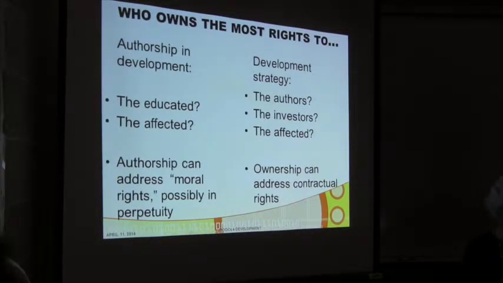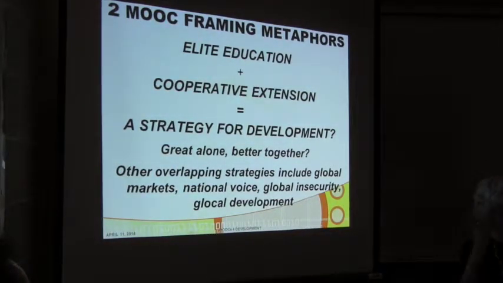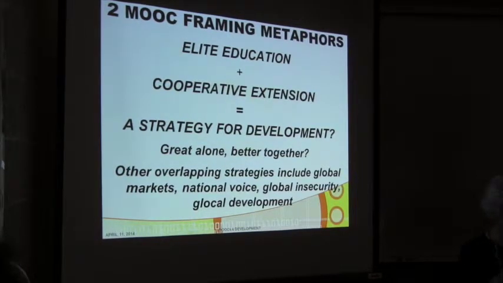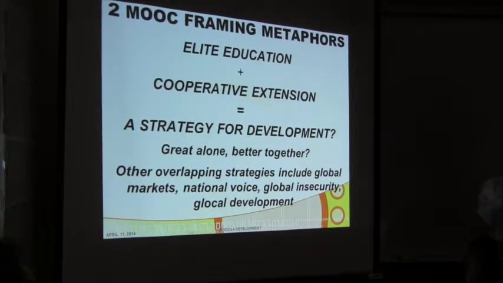And so the ownership issues and contractual rights become really important. And you've also heard a couple of different core strategies that are being floated around here. One is this elite education. Another is a cooperative extension model. And I would suggest that perhaps together, they're very great alone, but put together, they might have some genuine usefulness that might be better.